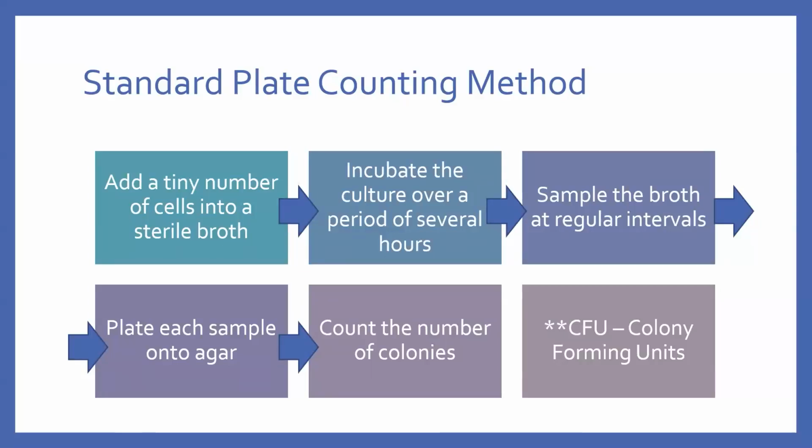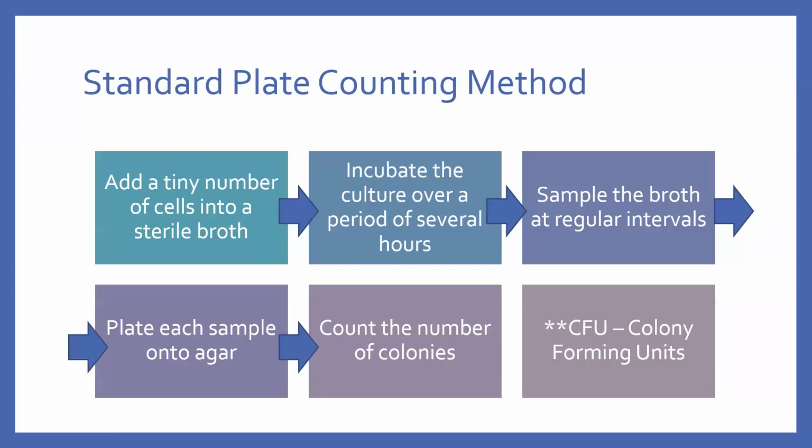So that was if we were to grow them in a broth, but what about on a plate? You can do a standard plate counting method to actually count the number of bacteria that were in your original sample. To do this, you add a tiny number of cells into your sterile broth. So you would take a small sample, maybe you're looking at whether there are fecal coliforms in water, or you want to know if your food is contaminated. You take a small amount and add it to a sterile broth to grow it up. You'd incubate it in culture for several hours, so it would follow the growth curve we saw in the last slide, and you could sample the broth at regular intervals.